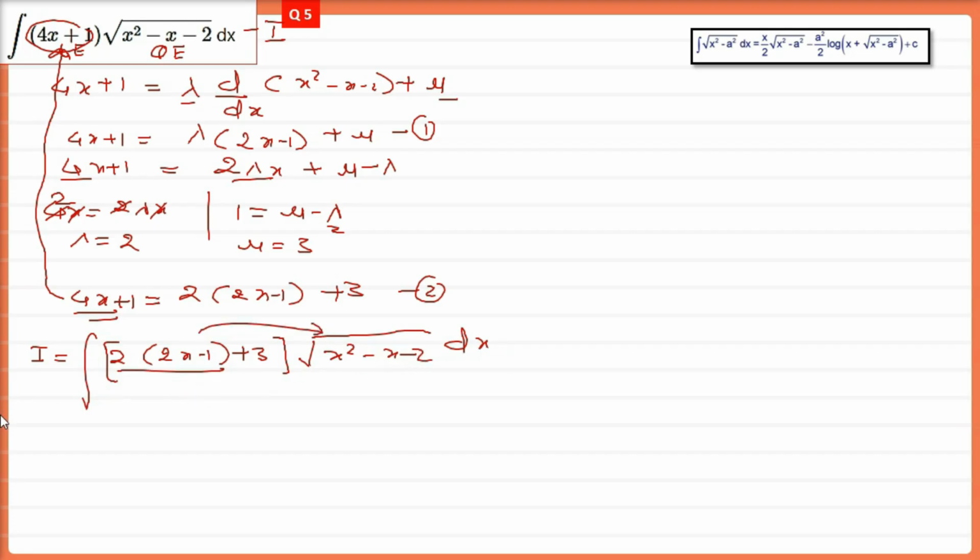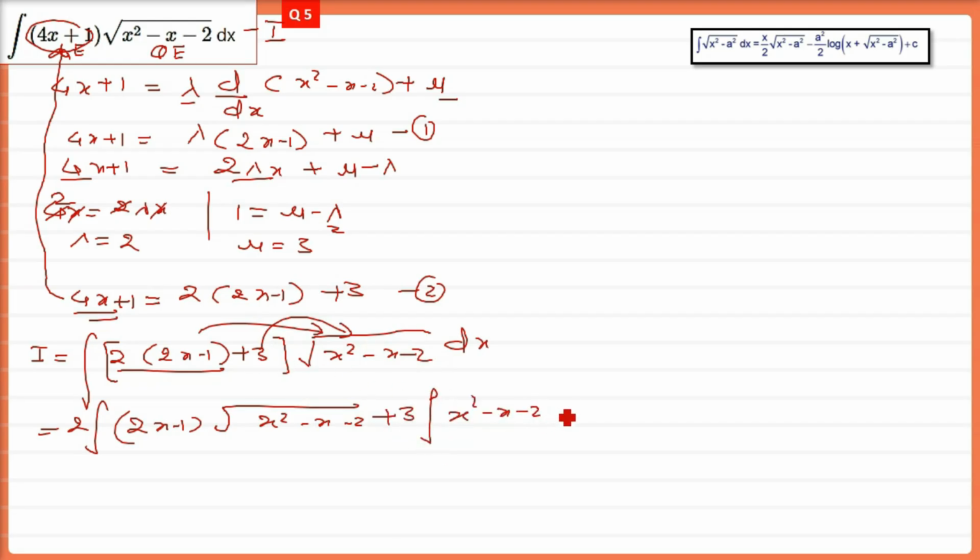So let's multiply this inside. I'm taking 2 outside. So 2x minus 1, and then we have under root x square minus x minus 2. Then we have 3, so multiply 3 by under root x square minus x minus 2. So we have got two separate terms which we intentionally divide, because now the integration will be in two parts, and that will make integration easier. That is I1 and I2.